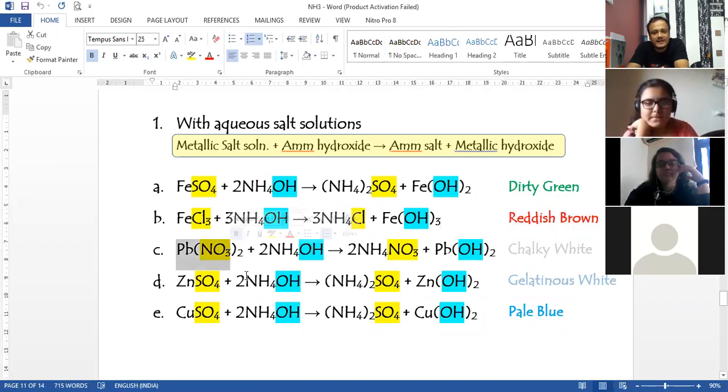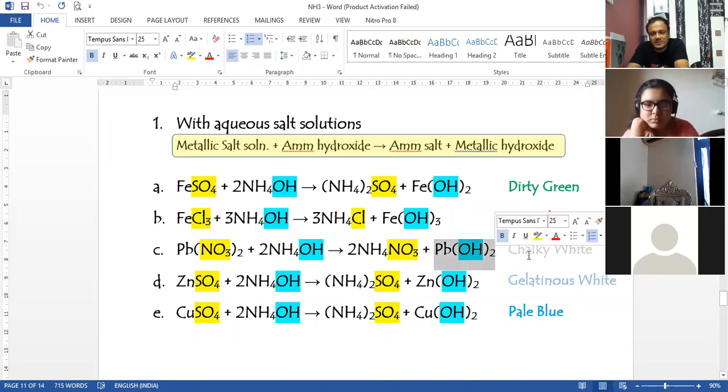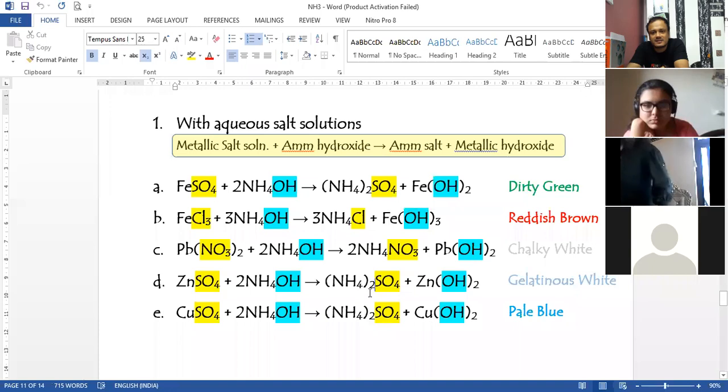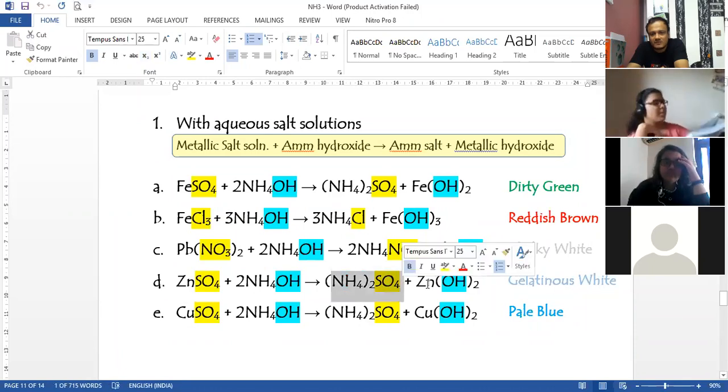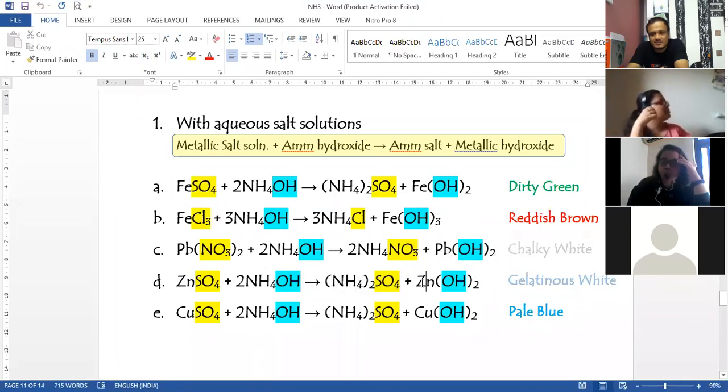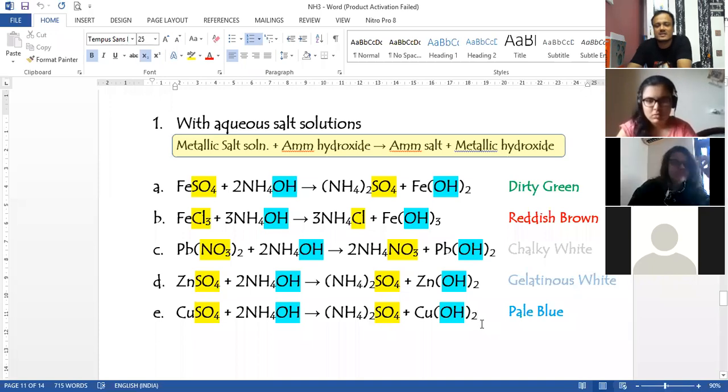Then we have lead nitrate and NH4OH. We get ammonium nitrate and lead hydroxide. Lead hydroxide is a precipitate which has a chalky white color. Chalky white is like if you take chalk powder and put it in water, it will look exactly like that. Then we have zinc sulfate reacting with ammonium hydroxide, which will give you ammonium sulfate and zinc hydroxide. Zinc hydroxide is a precipitate which is gelatinous white in color. Gelatinous white is like if you take Vicks paper and put it in water, that gives you that gelatinous kind of PPT. So that is what you call a gelatinous white PPT.